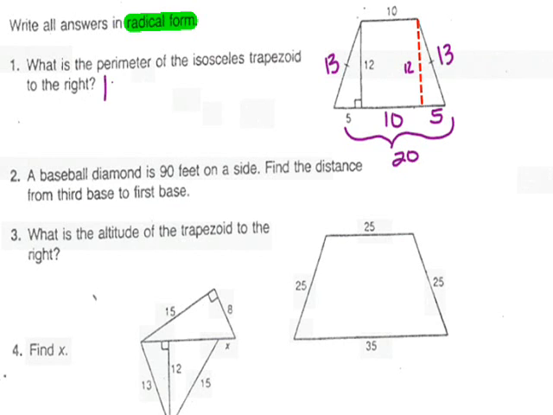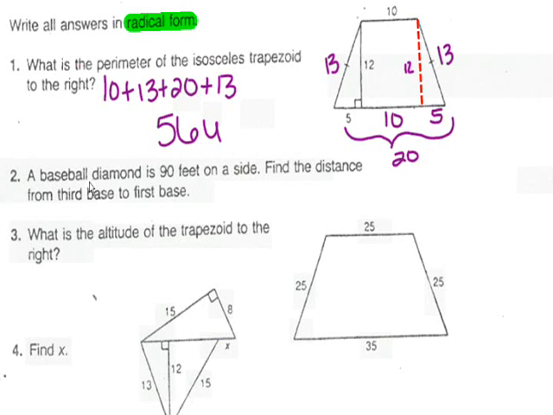And now I just add up all the sides. 10 plus 13 plus 20 plus 13. And I get 30, 43, 53, 56. 56 units, whatever those units are.